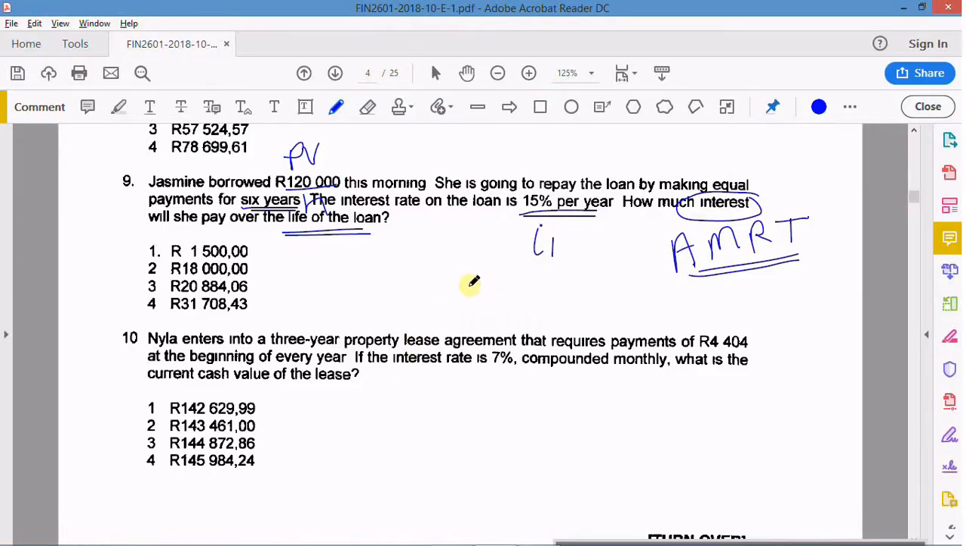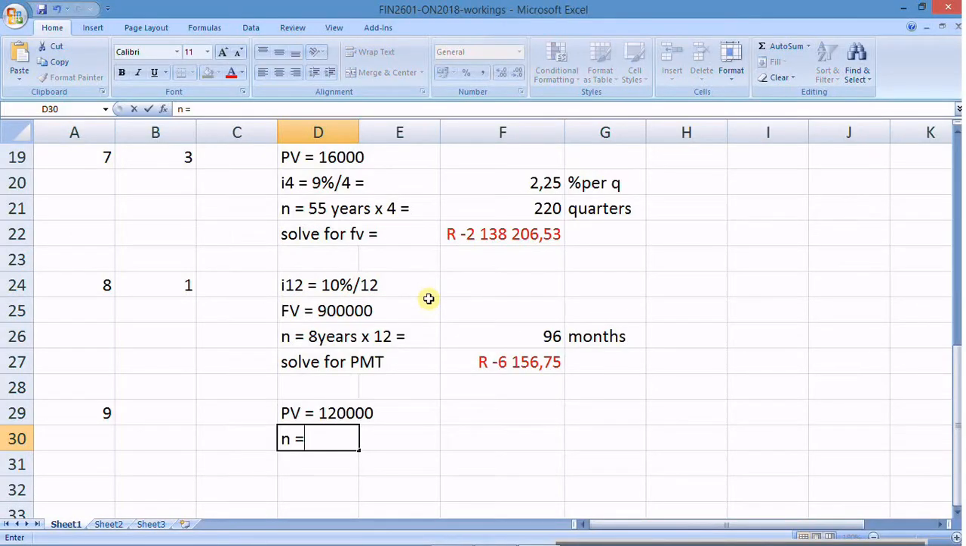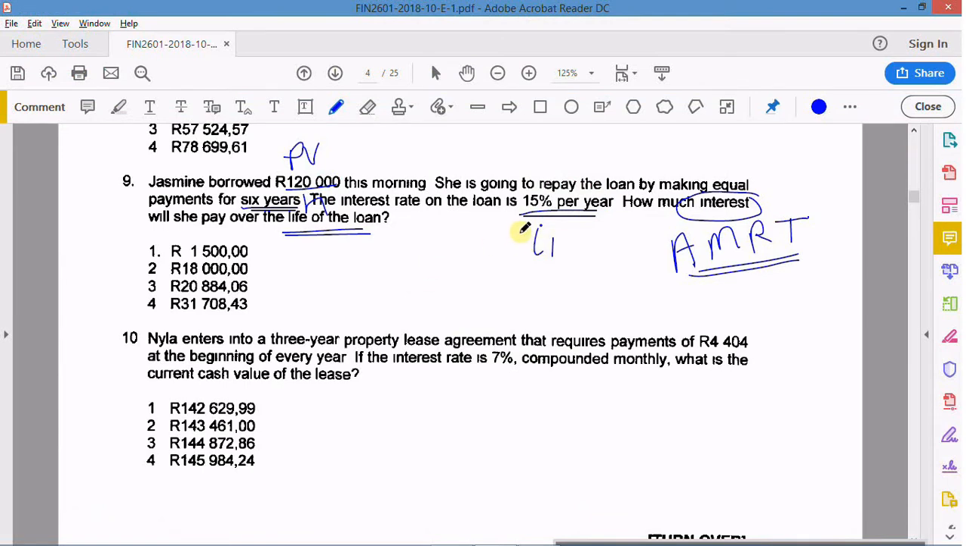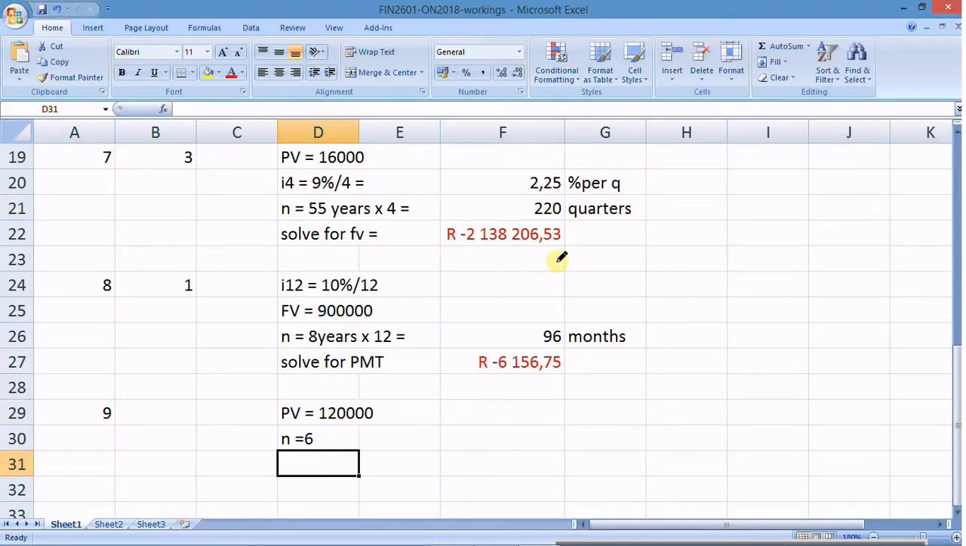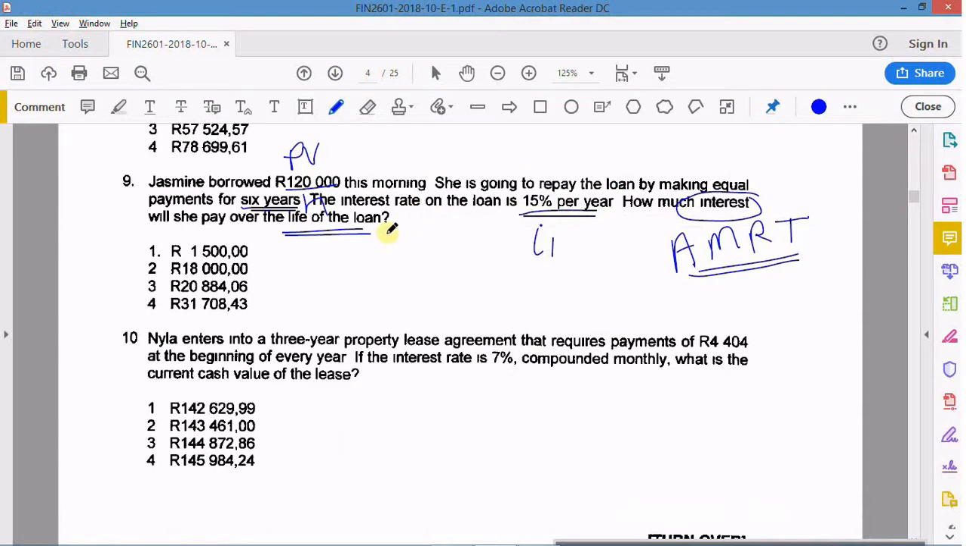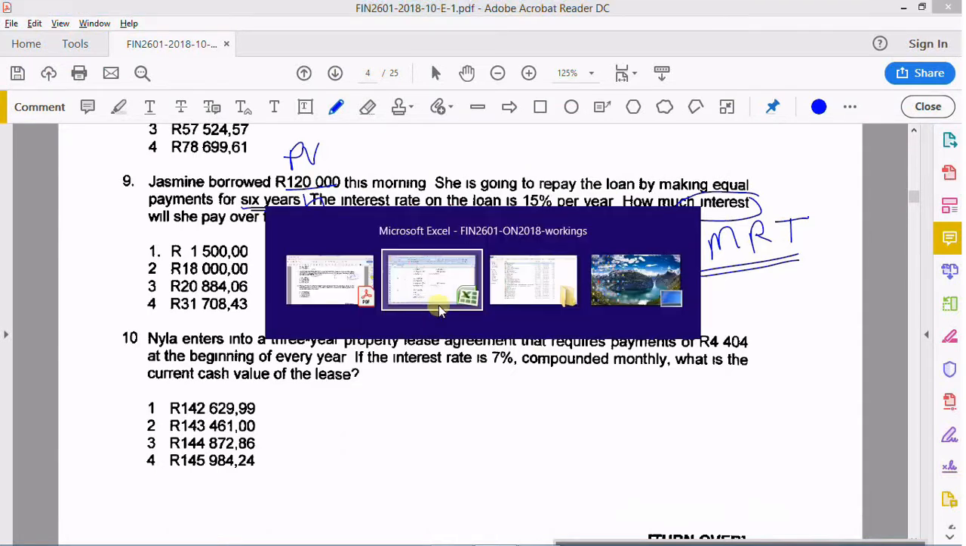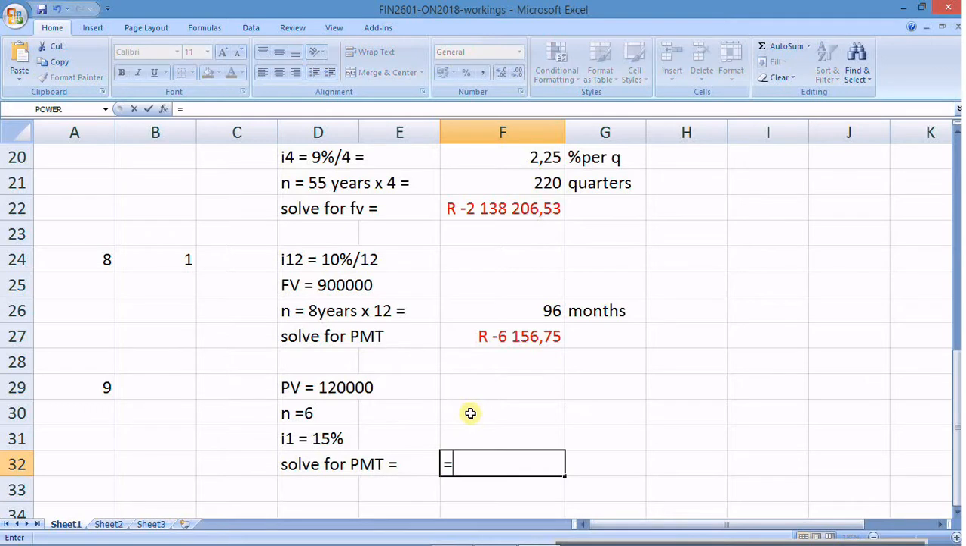Okay, let's insert all the values we identified. How many years? 6 years. So N equals 6. And they gave us the I/Y, which is the yearly rate, 15%. Solve for PMT. Obviously, if I'm paying off a loan, the future value is zero, right? So you're going to solve for the payment first, because you need to know what the payments are for this loan. 31,708. Yes, okay, that's the payment.